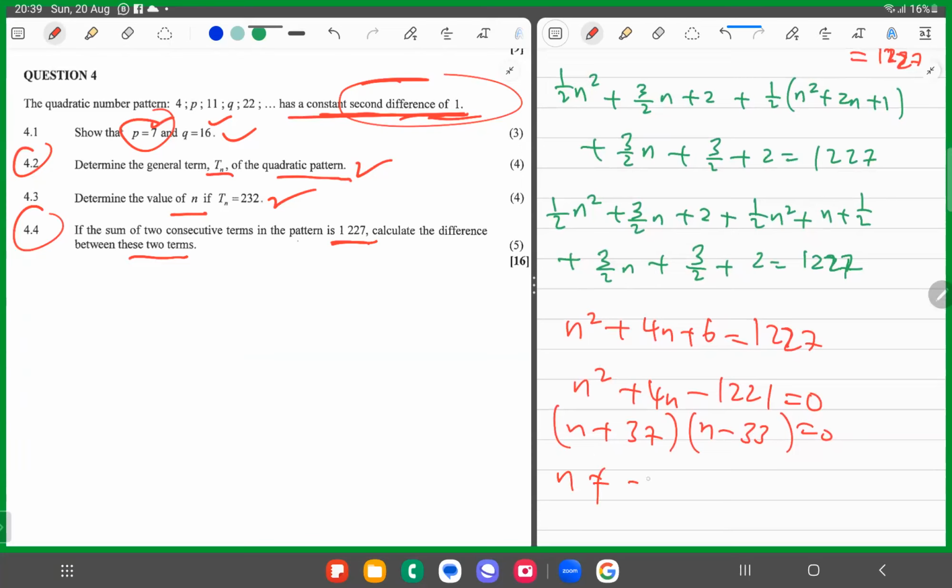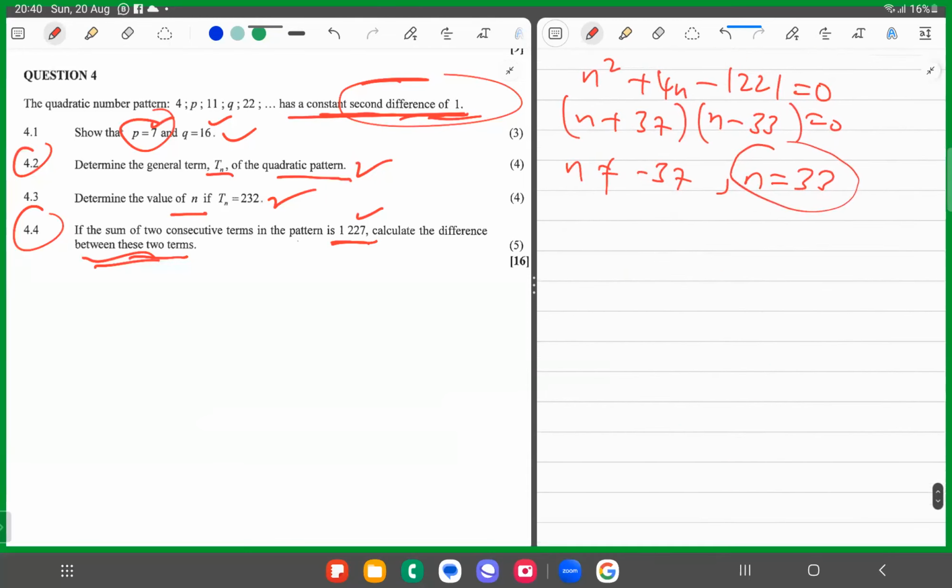Here, the number of terms cannot be negative, so n cannot be negative 37, but n is 33. If the sum of the two consecutive terms is this one, so we added the terms and we got the sum of this, calculate the difference between these two consecutive terms. So it is term number, this happens when n equals 33. So what is the difference between these terms?